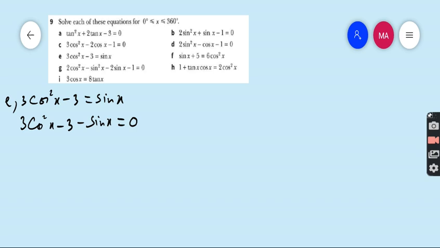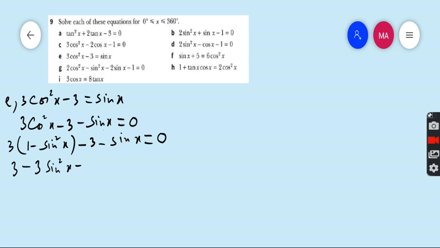We just saw in the previous part that cos square x is equal to 1 minus sin square x, and sin square x is equal to 1 minus cos square x. Therefore, this cos square x becomes 1 minus sin square x, minus 3, minus sin x is equal to 0. 3 ones are 3. 3 into sin square x, 3 sin square x, minus 3 minus sin x is equal to 0.